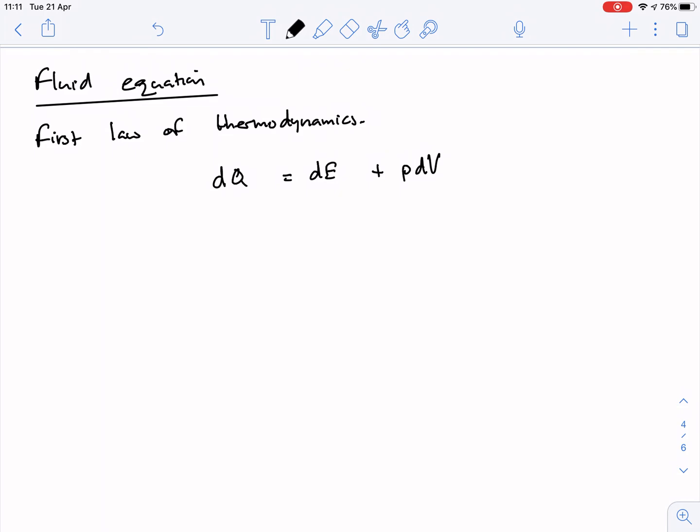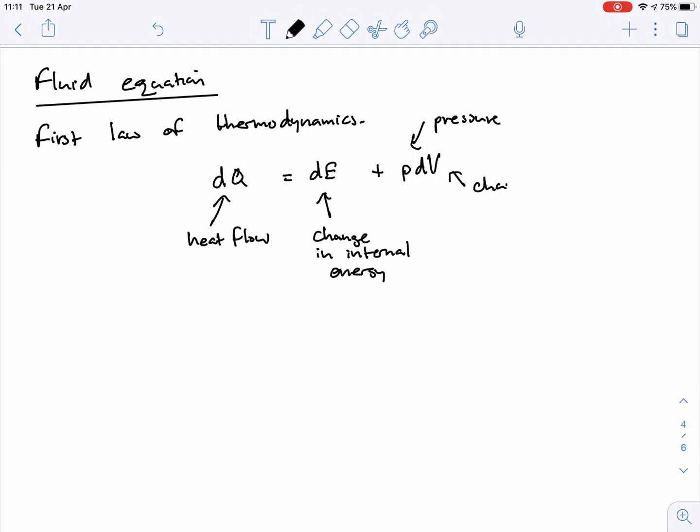And so this is what you write. And so this dQ is what you call the heat flow into and out of a system. This is the change in the internal energy. This is the pressure, and this, of course, is a change in the volume. And there are various ways you can look at solving this.